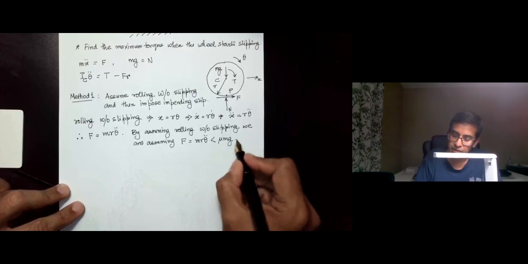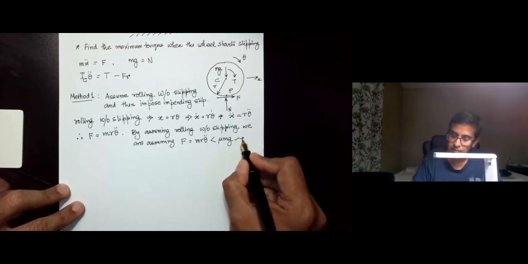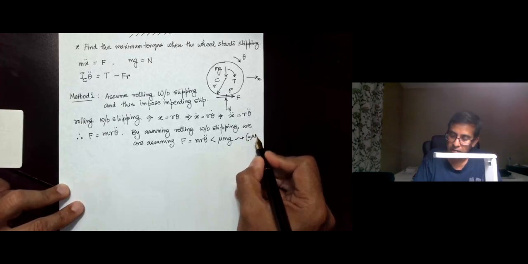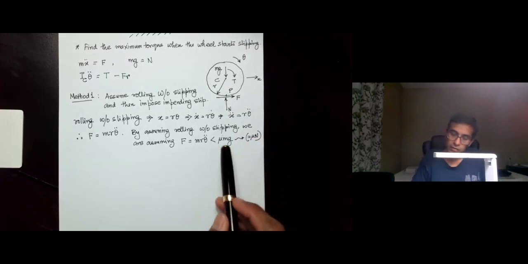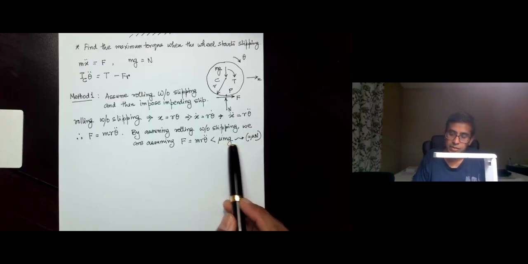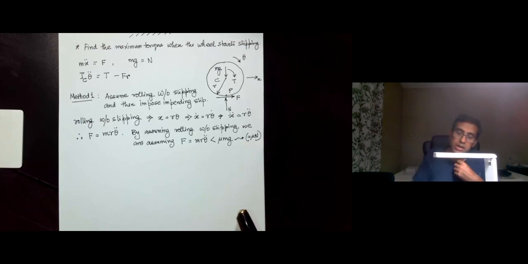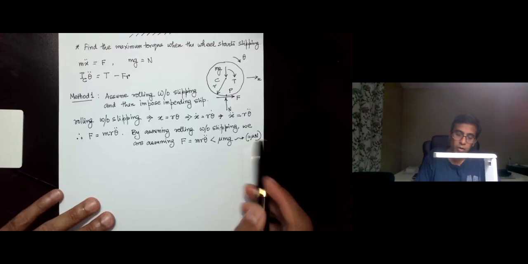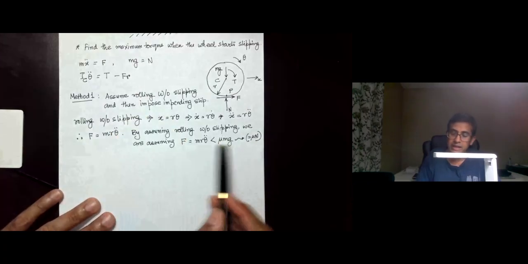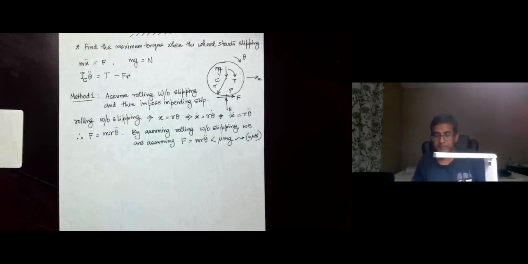A better expression of this is F equal to mu N. I should not just very casually say mu m g, because technically speaking, it should be mu times the normal reaction between the two surfaces that are in contact, and in this case the normal reaction turns out to be m g, and hence we have the mu m g.